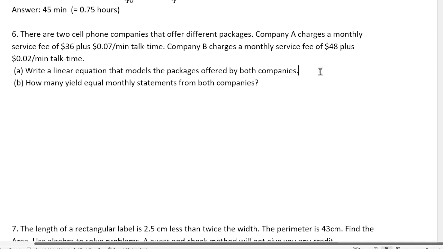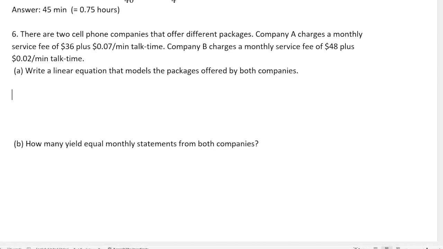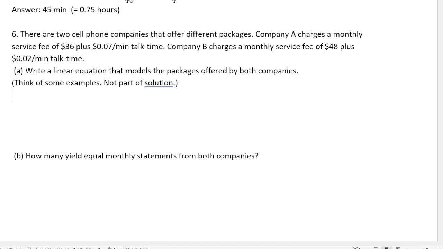So one way to do this would be to come up with an example. So think of some examples. But this is not part of the solution. But nonetheless, if you are just totally giving up on word problems, then rather than just giving it up, it's probably better to think of some examples and see if you can figure that out. And then after thinking of some examples, it might click.